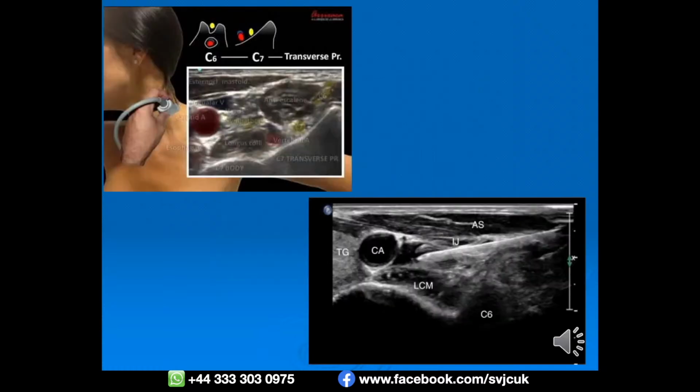This is the picture if you want to do the block with the help of ultrasound. You can see the picture on the right side in the corner: longus colli muscle, carotid artery, thyroid gland on the left, and the needle coming on top of the longus colli muscle close to the C6 tubercle. And the ganglion is very close to the carotid artery, as you can see.